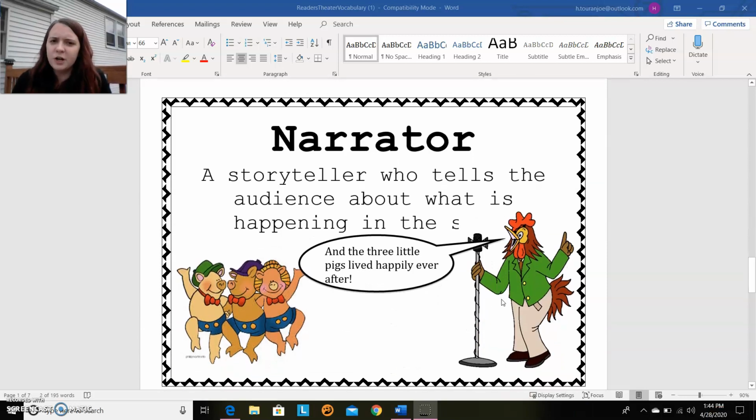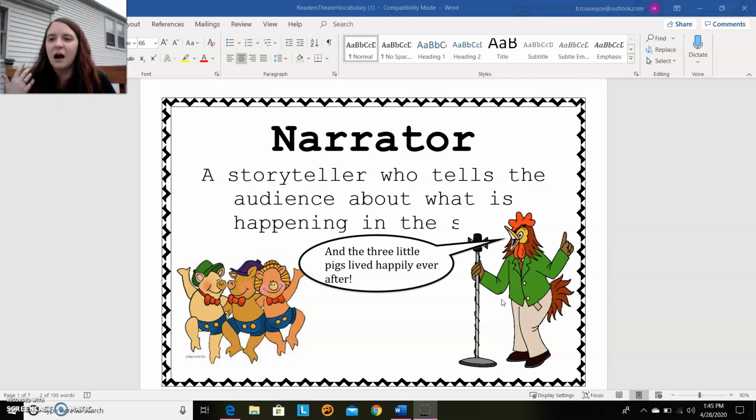We did briefly talk about this a few minutes ago. So what is a narrator? A narrator is a storyteller who tells the audience about what is happening in the story. A narrator can sometimes be a character in the play. Most times a narrator is not in the story. So obviously, you can look at my clip art. There's a chicken who's saying, and the three little pigs lived happily ever after. If we know the story of the three little pigs, we know there's not a chicken in that story.